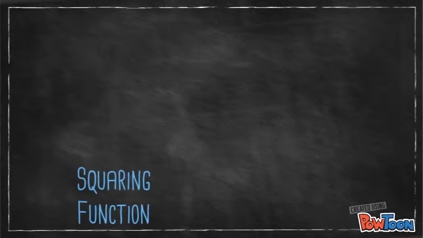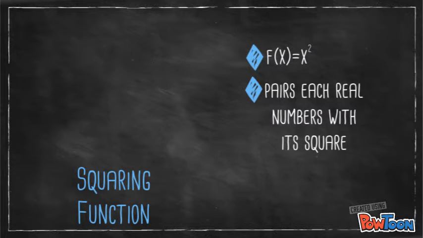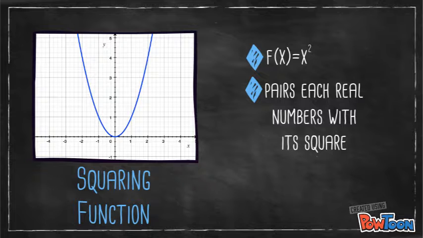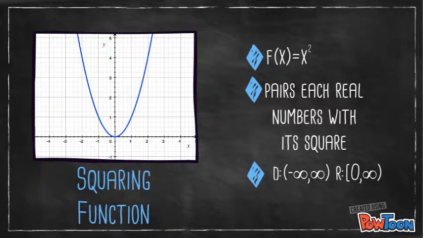The squaring function is f of x equals x squared, which pairs each real number with its square. The graph of this function is called a parabola. The vertex is where the graph changes from decreasing to increasing. In this graph, the vertex is (0, 0). Its domain is negative infinity to positive infinity. Its range is 0 to positive infinity.